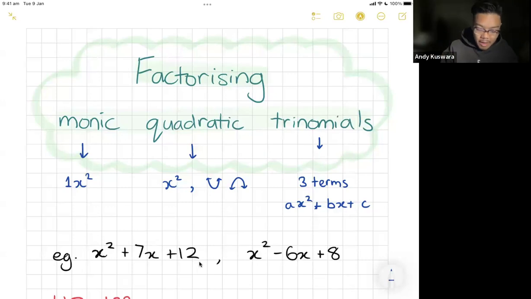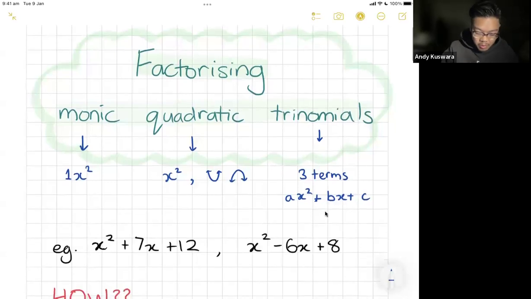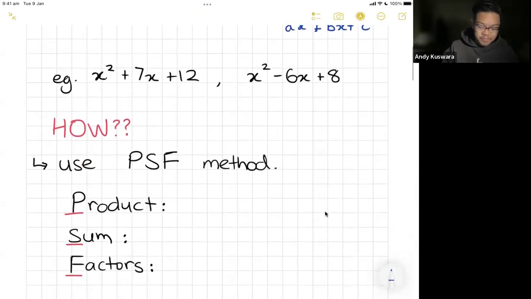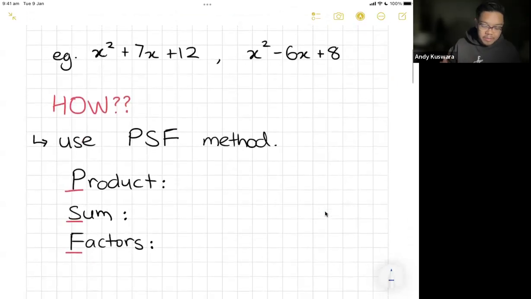Okay, now how would we factorize something like this? Because we don't have a common factor. We do between the first two, but the third one kind of makes it awkward. So we're going to use this new method called PSF. Okay, so PSF, it stands for product, sum, and factor.